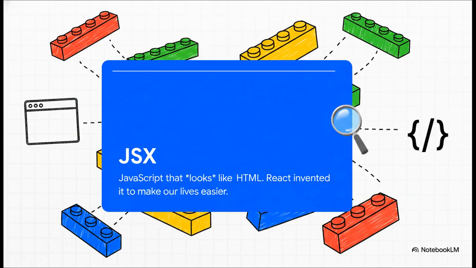So how does React pull this off? Well, it uses a special syntax called JSX. And as you can see, it looks almost exactly like HTML, but here's the crazy part. You're actually writing it inside your JavaScript file. This is what makes creating those Lego-like components feel so natural and intuitive for developers.